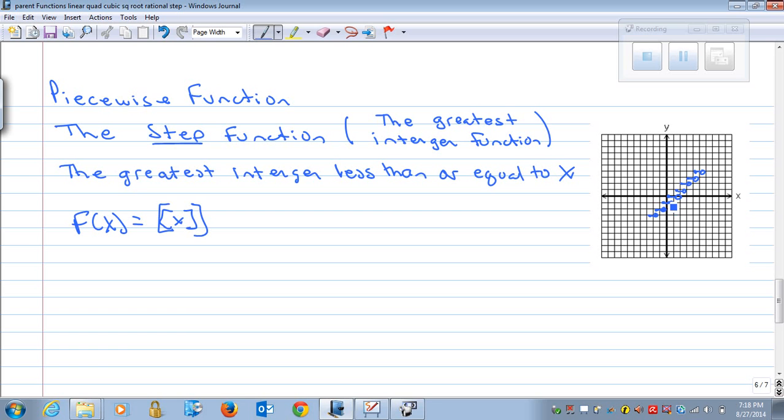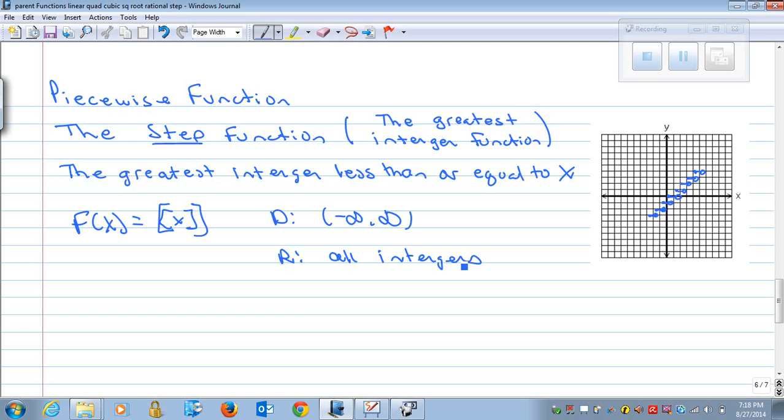All right, I want to talk about the domain. Because there's a closed dot above the open dot, there is not a break in your x values, so the domain is negative to positive infinity. The range is all integers because they step up each integer. They jump up. So all integers.